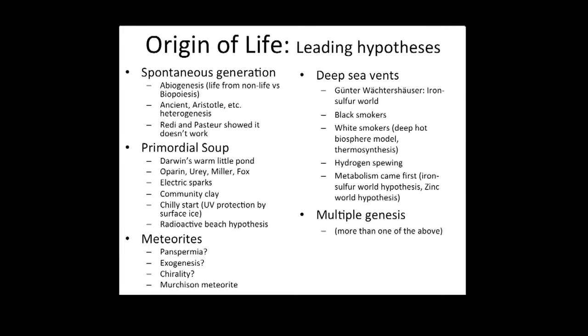And these suggested to people like Gunther Wachtershauser that life might have originated there, making use of the iron and sulfur minerals as catalysts. The black smokers had sulfide. They were very close to the magma and very hot. The white smokers a little further away, a little cooler, a little more alkaline. And there was hydrogen available to get energy from. And the idea that hydrogen metabolism may have been the first energy available for life to arise. And of course, any or all of these might be contributing. That is a multiple genesis hypothesis.